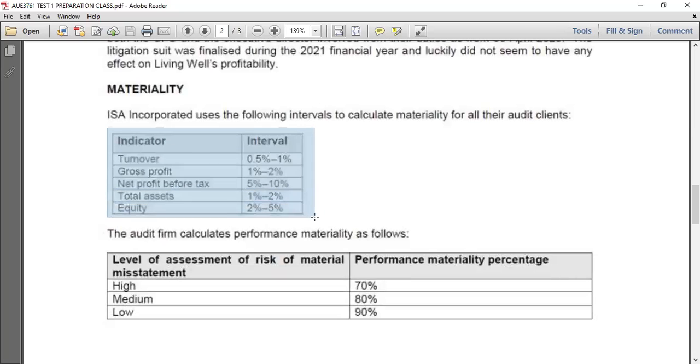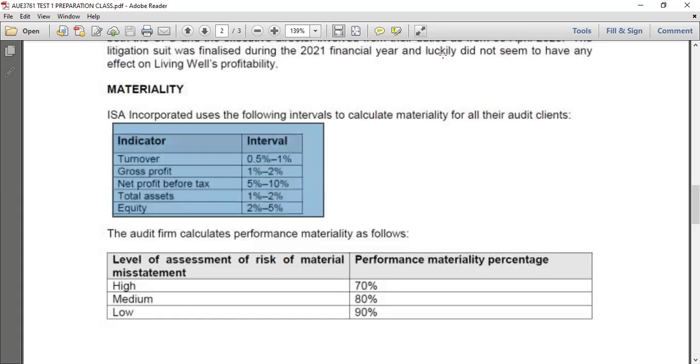Normally, there are standards that most firms use, right? For turnover, that means 0.5% to 1% of turnover becomes the materiality. The 0.5, we call it the lower end. Then the 1%, it's the higher end. If risk is high, you take the lower end. If risk is low, you take the higher end as your materiality. So these are what we call the indicators.